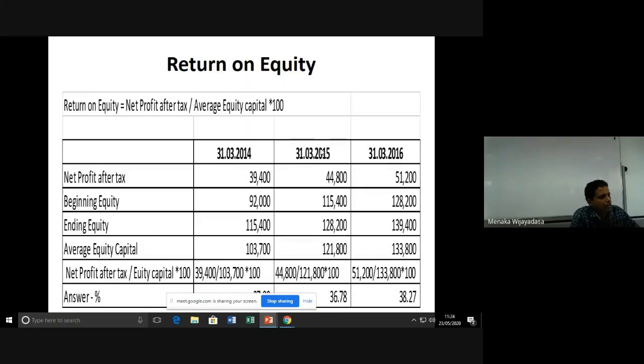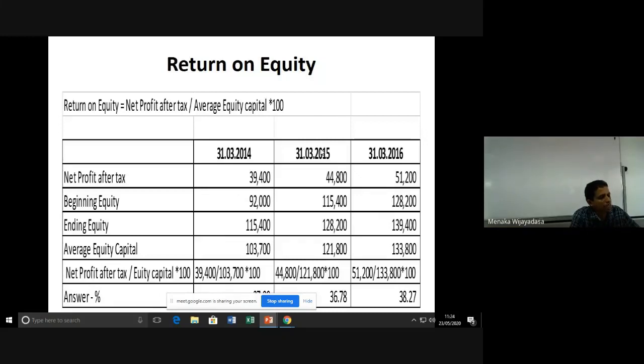Then the third ratio under profitability, that is return on equity. Return on equity is also one of the main ratios under profitability. How you calculate it: net profit after tax divided by average equity into 100.